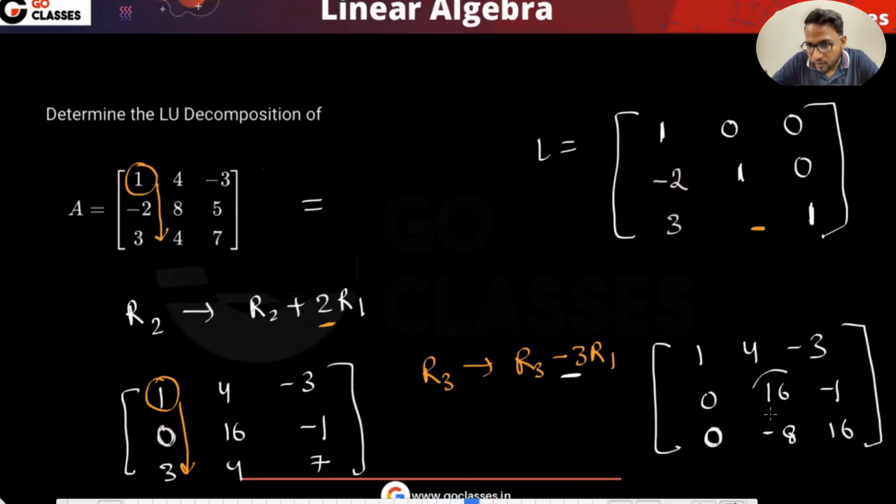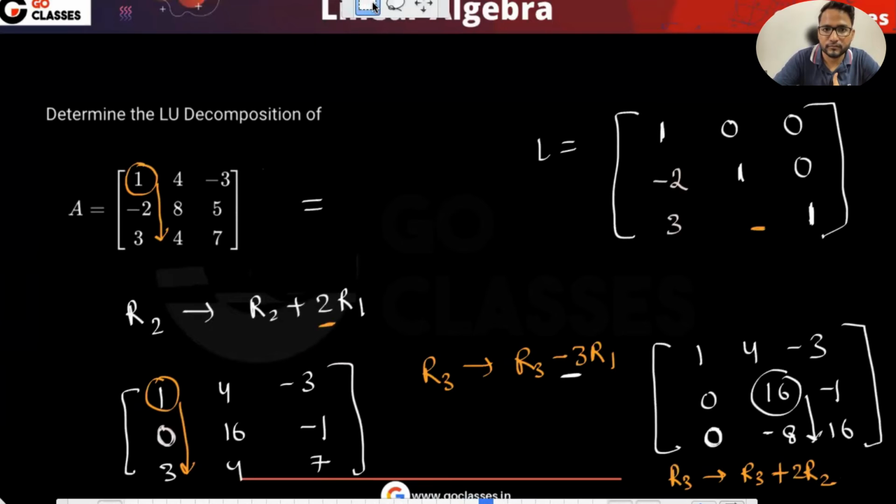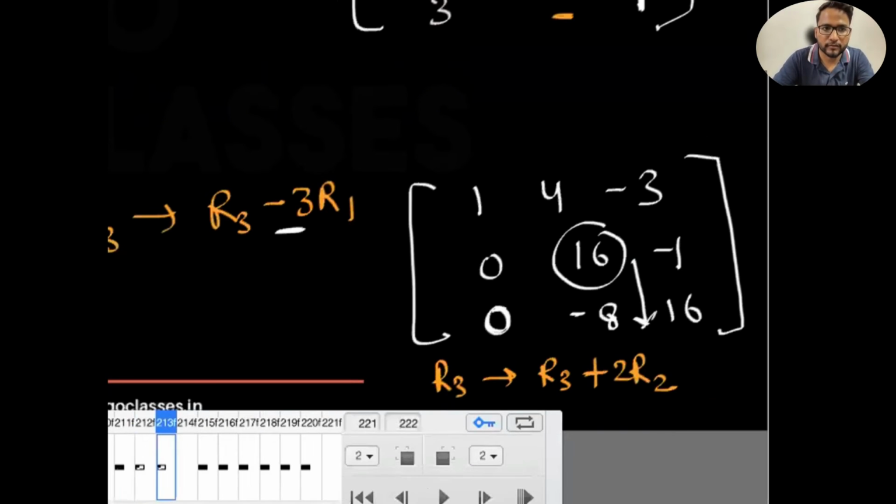Now tell me what you should be applying to make this 0. You can make R3 plus 2R2. Okay, R3 plus 2R2. Then what will be the matrix that you will be getting? Sorry.